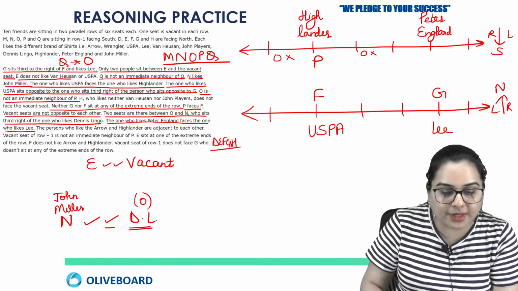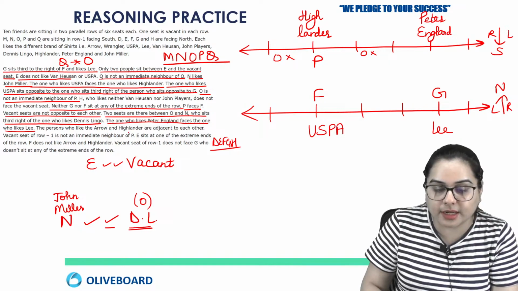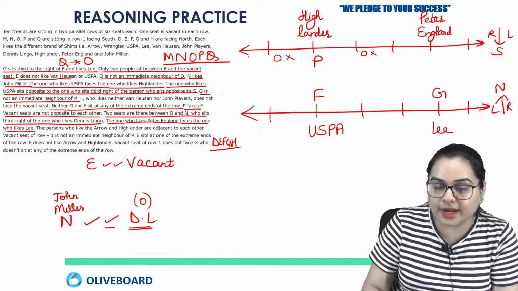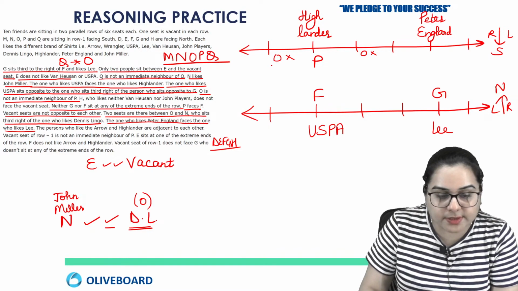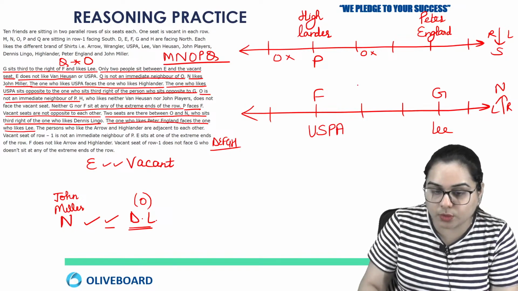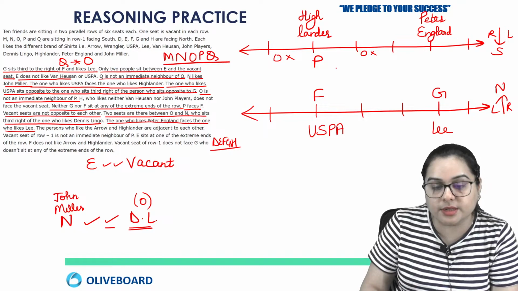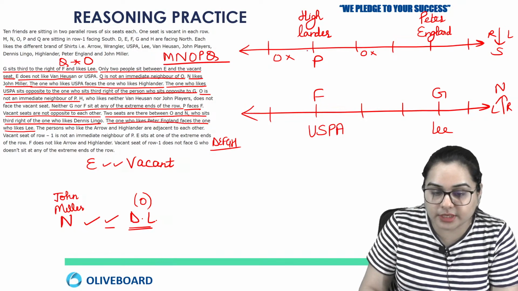The person who likes Arrow and the Highlander are adjacent to each other. So with Highlander, I have to write Arrow on any positions out of these. Okay, right? So vacant seat of row 1 is not an immediate neighbor of P. Now row 1, vacant seat of row 1 is not an immediate neighbor of P. So these two positions are also not occupied by O. Also these two are not vacant.